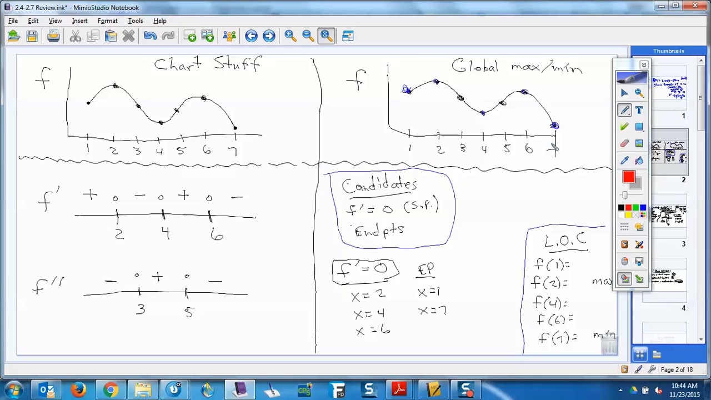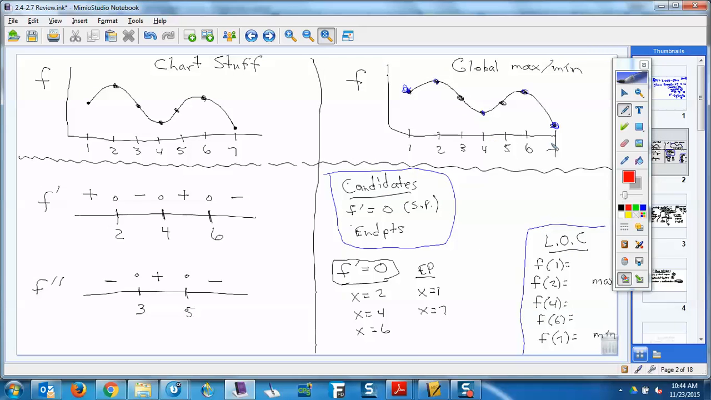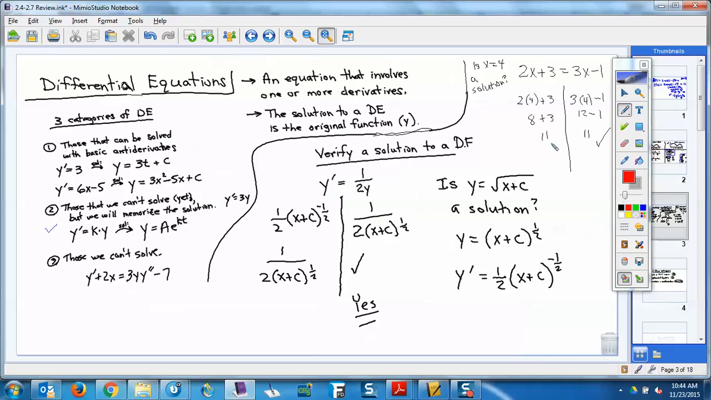Yes? So like in this problem, could you just assume that the global max is pi 6 because it's the only local max on the system? But see, that's where you forget about endpoints, and that's why I drew this picture right here. Here's the only local minimum in this situation. Is it the global minimum? No. Because what happens is the graph goes back down. The question is how far does it go back down? So that's a great question.